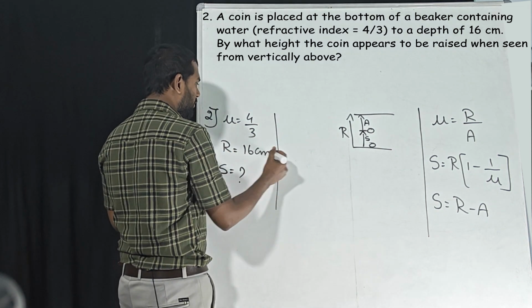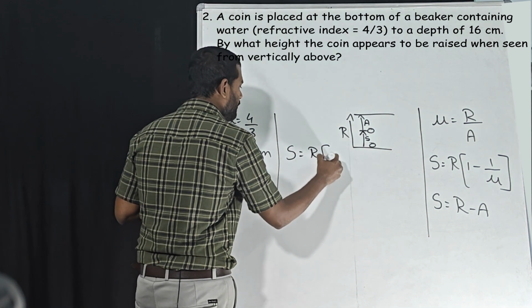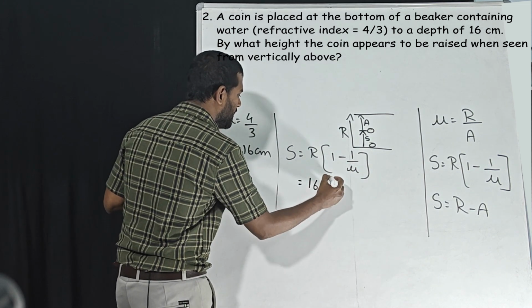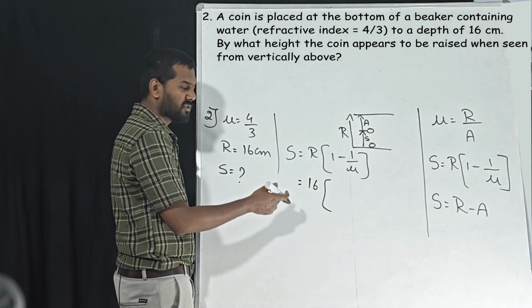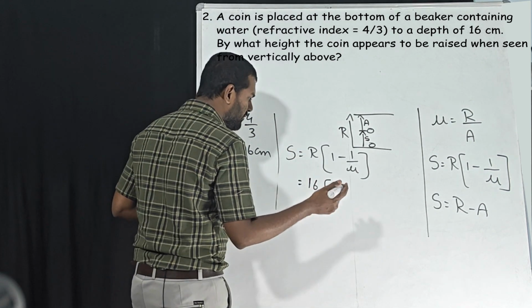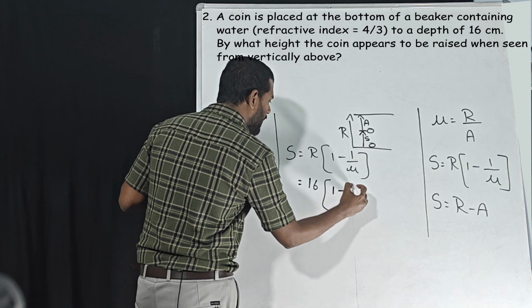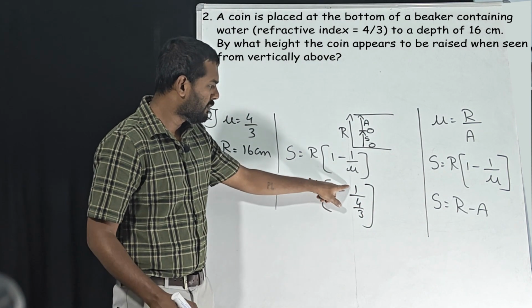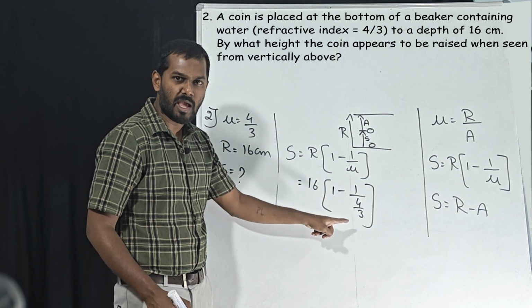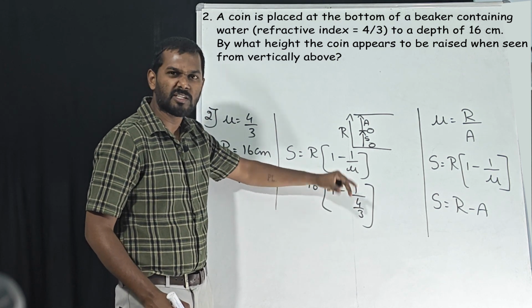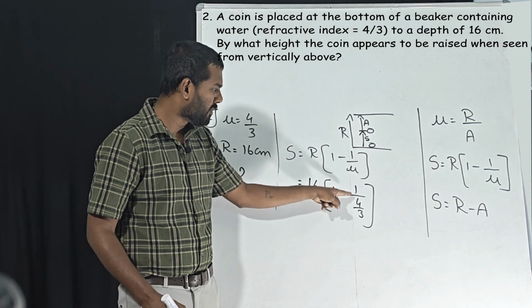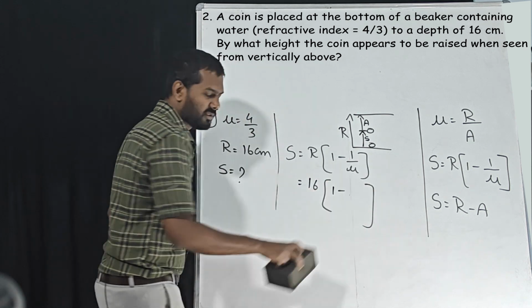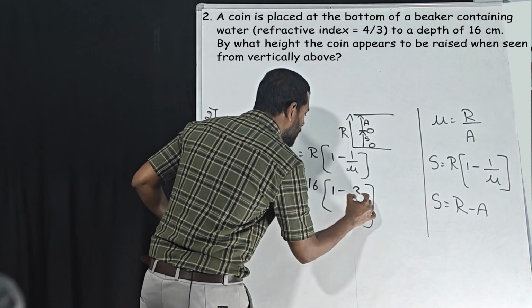So the formula is, we need to find shift. S is equal to R into 1 minus 1 by mu. R is 16. Don't worry about the conversions; let it be in centimeter. Finally we can convert it. So 16 into 1 minus 1 by 4 by 3. Here, 1 by 4 by 3, if you take the reciprocal, it becomes 3 by 4.